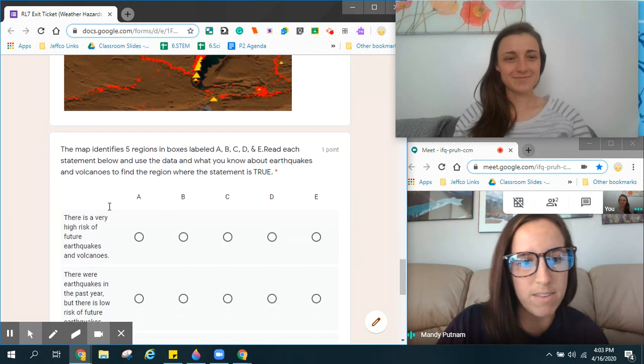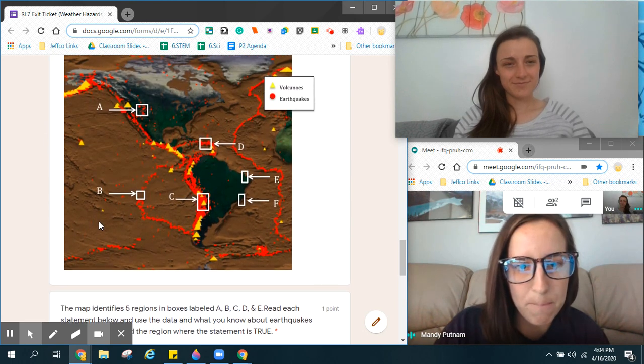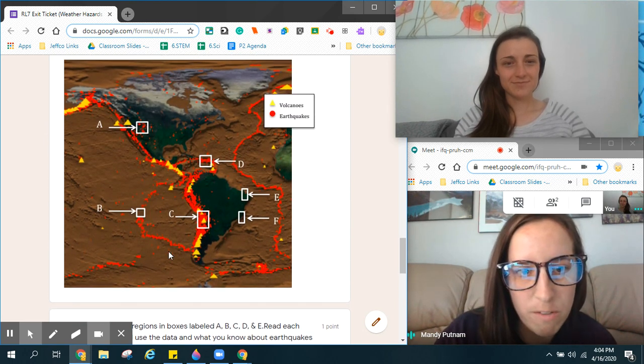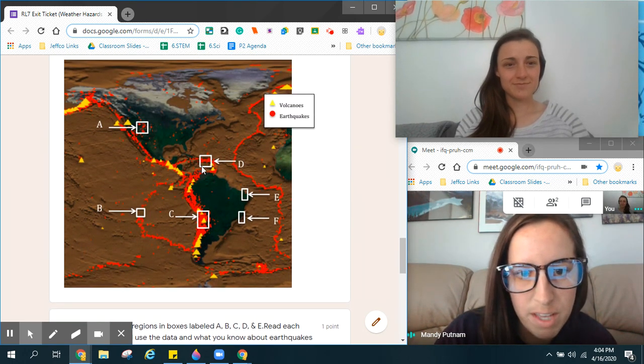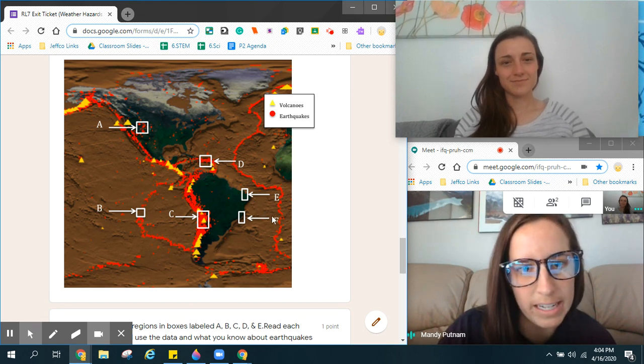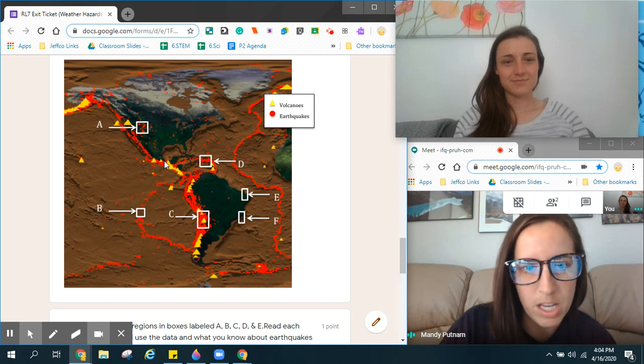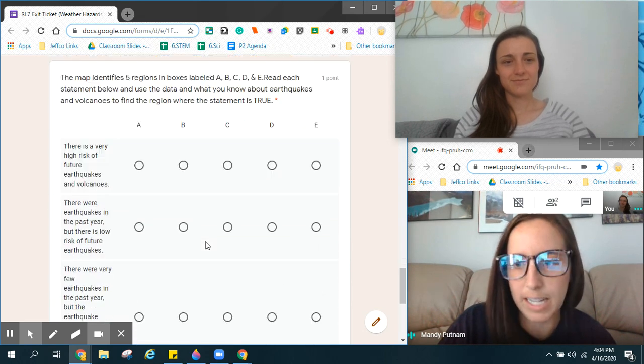The first one says, there were earthquakes in the past year, but there is low risk of future earthquakes. If you look up at the map at all of the letters A, B, C, D, E, and F, E has a little red dot, which means that there were earthquakes in the past year. But you'll notice that it's not on a fault line, and so that means that there is low risk of future earthquakes. So the answer for that one would have been E.